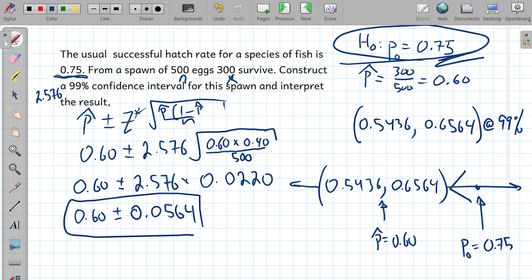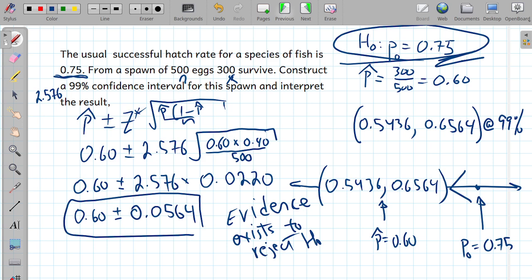Whenever the null value, whether it's for y bars or p hats, or pardon me, for mu's or p nulls, whenever the hypothesized value lies outside the interval, this is evidence. We can say evidence exists to reject the null hypothesis. And this will always be the case.